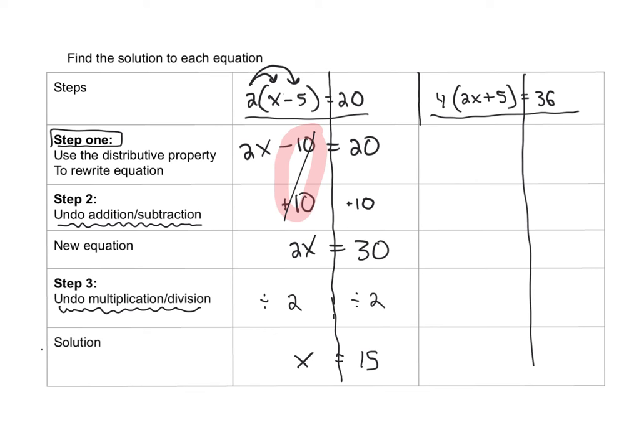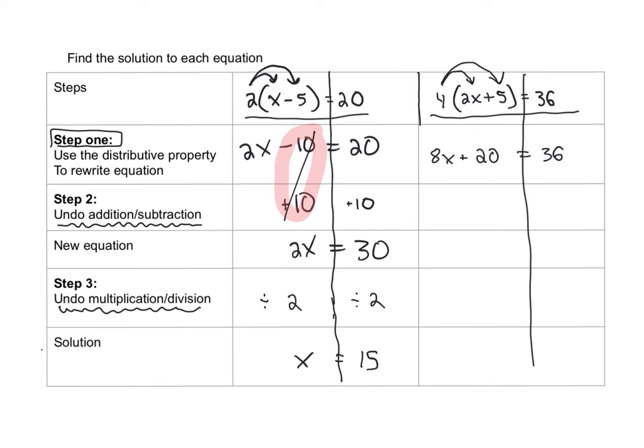I'm going to run another example using the exact same process. So step 1, we're going to use the distributive property. I have 4 times 2x and 4 times a positive 5. So we end up with 8x plus 20, and that all equals 36. Step 2, let's use that additive inverse and let's undo this addition. We want a 0 pair there.